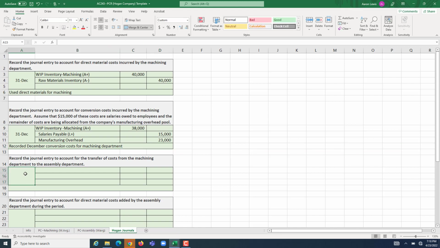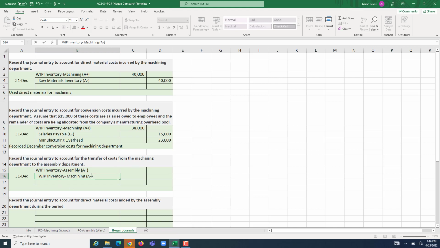The next journal entry we have is going to transfer costs from machining, our first phase of production, to assembly, our second phase of production. So we're going to have a debit to WIP inventory assembly and a credit to WIP inventory machining.